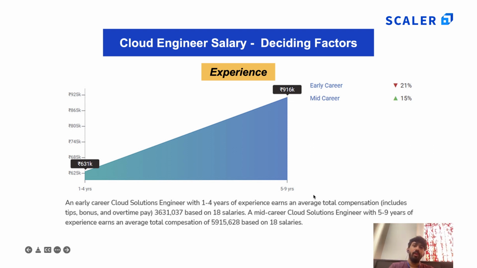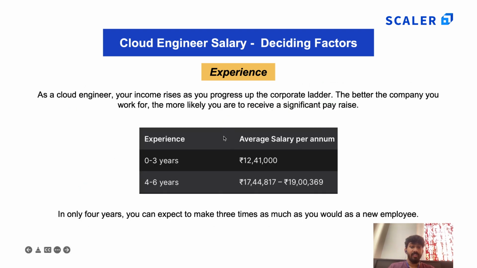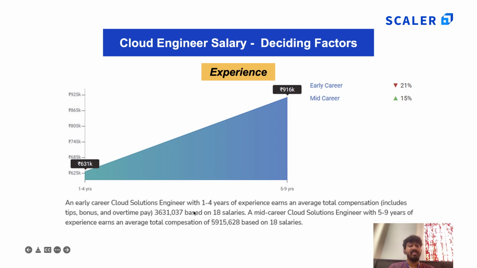So we wanted to give you a difference in the values as well. So an early cloud engineer, this is for complete cloud engineer, and this is for just the cloud solutions engineer. 1 to 4 years is based on 18 salaries, and 5 to 9 years is also based on 18 salaries. It's a very small sample, so we are just giving you an average, so it doesn't matter for now.